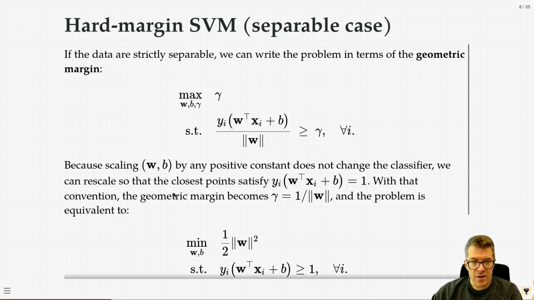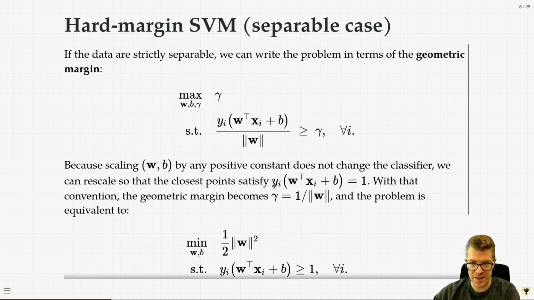Because if we scale our parameters W and B by some positive constant, this should not change the classifier. We can rescale everything so that the closest points satisfy this equation: y sub i times this prediction is equal to 1. And with this convention, the geometric margin, because of how we've defined it here, just becomes 1 over the norm of W. And then that means the problem will be equivalent to minimizing these functions.